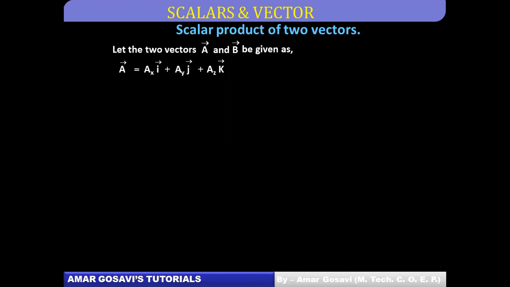Similarly, B bar will be represented as Bx I cap plus By j cap plus Bz k cap. So now I have two vectors and I have to take a dot product, or the scalar product, between them. So let's move ahead and proceed with the calculations.